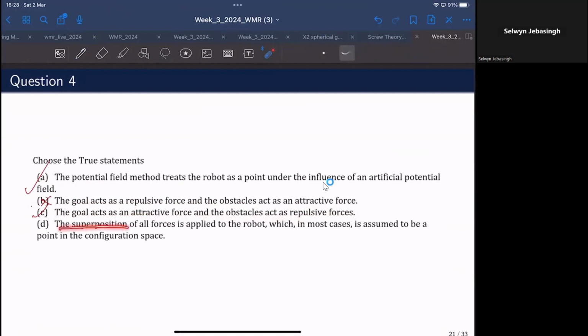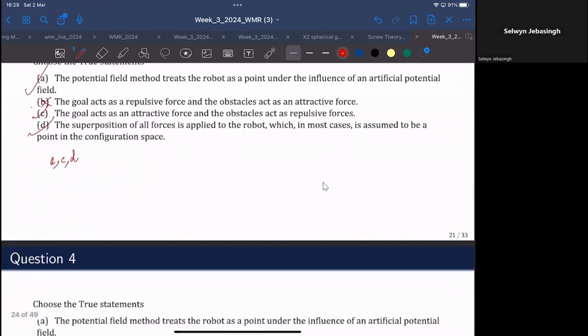Option D says the superposition of all the forces is applied to the robot, which in most cases is assumed to be a point in the configuration space. That is also true. We have just seen how this potential field method works. So in that regard, the correct options are A, C, and D.